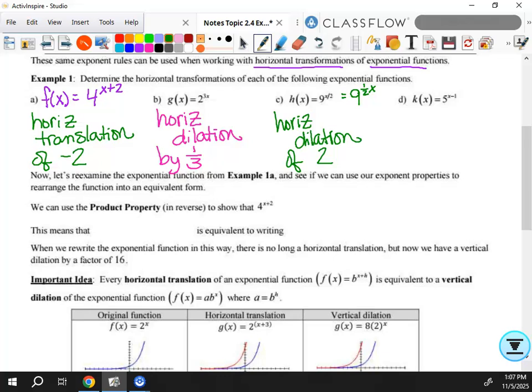All righty. Then this is subtraction. It's still with the x, so it's horizontal, but this is a translation.